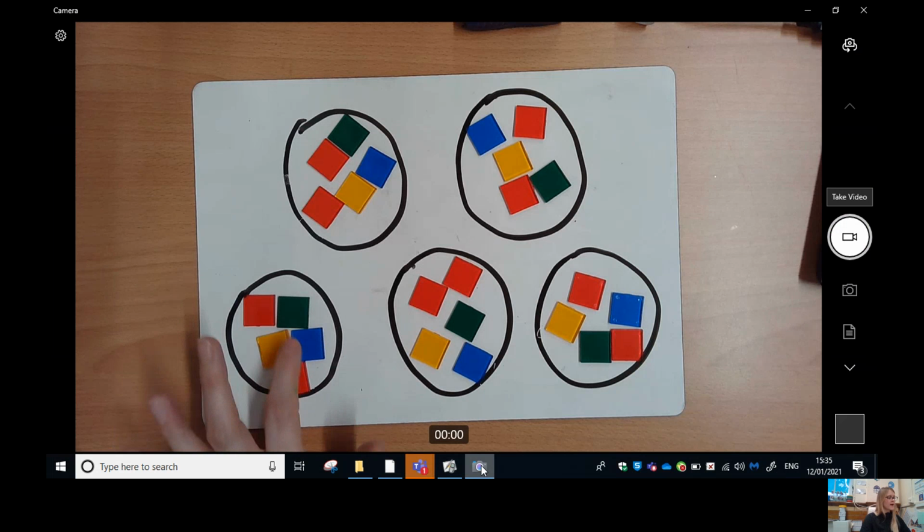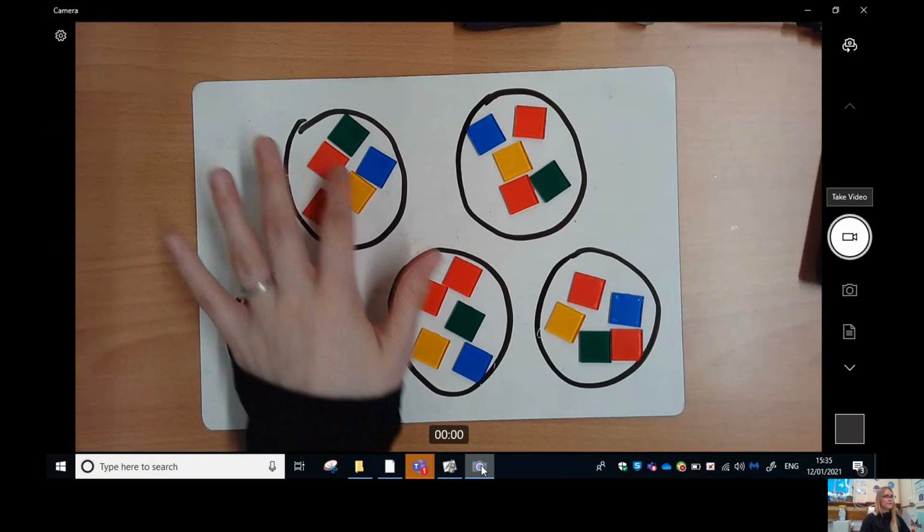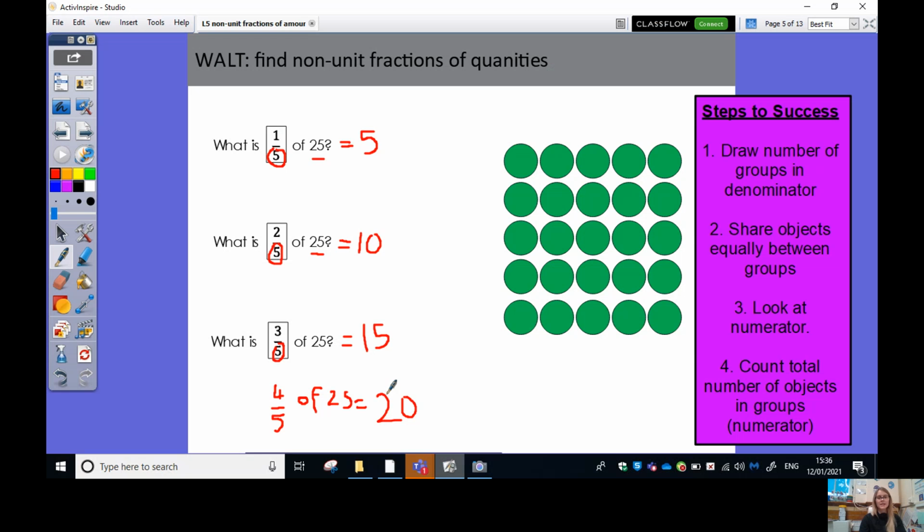I'm going to go back. Let's count them together. 1, 2, 3, 4, 5, 6, 7, 8, 9, 10, 11, 12, 13, 14, 15, 16, 17, 18, 19, 20. So 4 groups had 20. So my pattern worked. It is following that pattern. Fantastic. So hopefully that will help us.